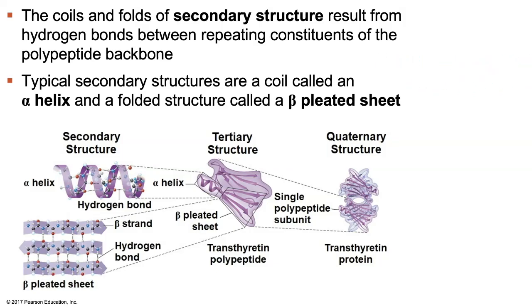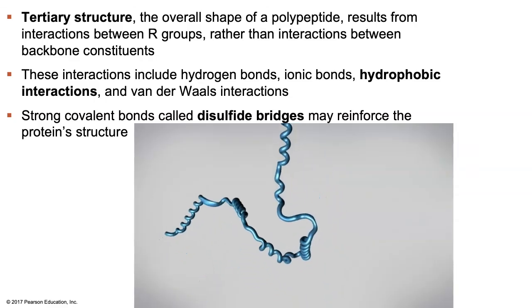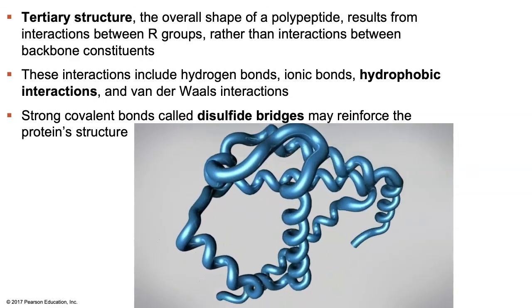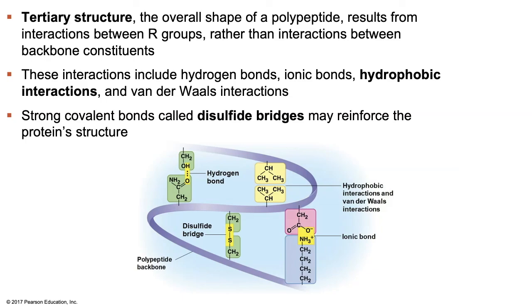The tertiary structure of a protein consists of the overall shape of the polypeptide after it has been fully folded. This structure is held together by a bunch of different interactions between the amino acid R groups, as opposed to interactions between the backbone constituents. The interactions shown here are hydrogen bonds, ionic bonds, hydrophobic interactions, and van der Waals forces.